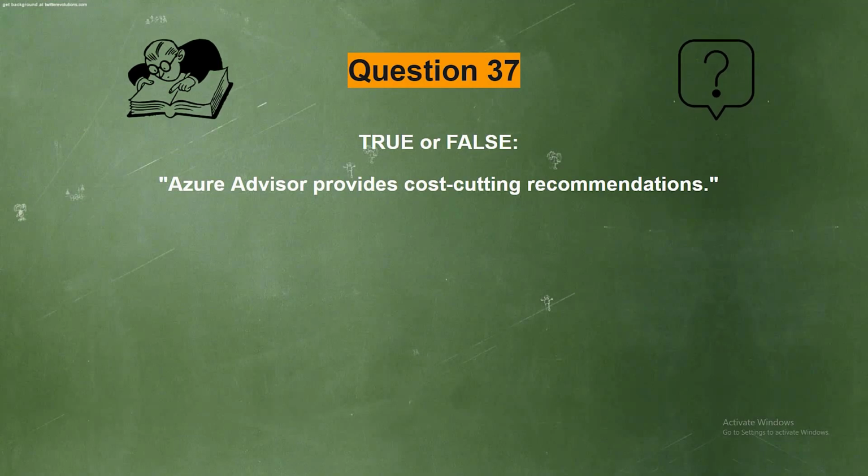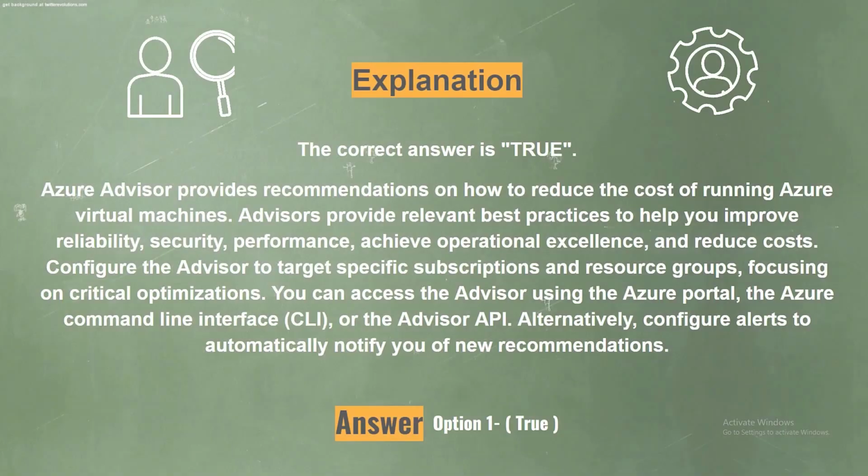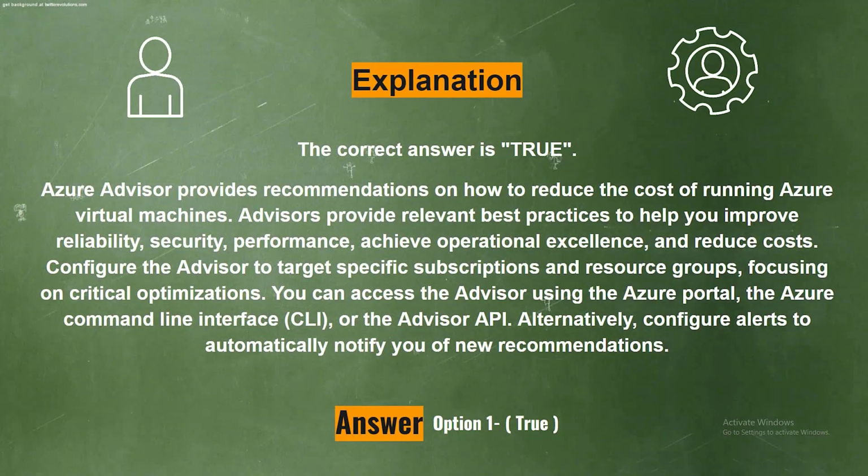Question 37. True or false? Azure Advisor provides cost-cutting recommendations. And the options are: Option 1, true. Option 2, false. And the correct answer is Option 1, true. The correct answer is true. Azure Advisor provides recommendations on how to reduce the cost of running Azure virtual machines.